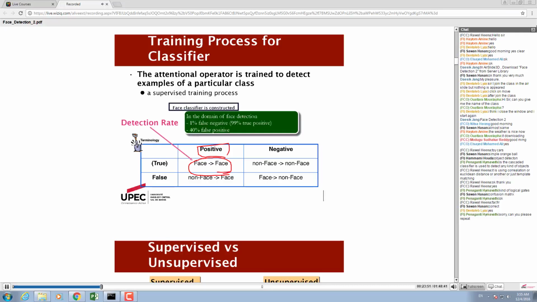Here the term positive is about the result. The result of this classifier is positive. It is face. So the classifier is saying a positive answer. By the way, this classification is correct. So on the left column here, true means this classification is true. By combining these two terms, true and positive, we call this case true positive.